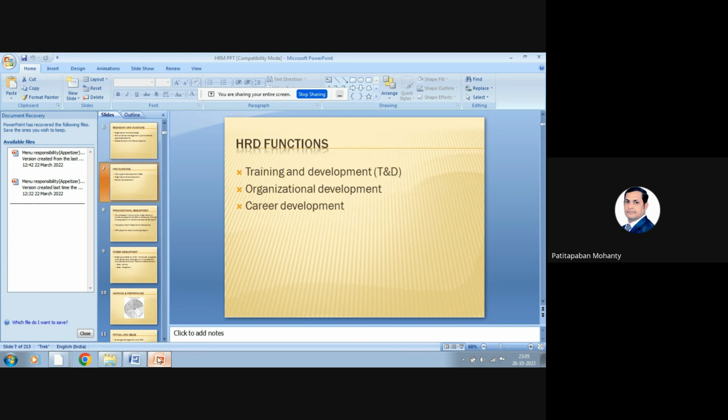HRD functions. What are the various HRD functions? Yes, it is also important. We have seen the HRM functions. What are the HRD functions? HRD functions are training and development. I have already briefed you on training and development, organization development, and career development. HRD function is twofold. I mean, it's a two-pronged approach. One approach is towards your organization, and another approach is towards your employee. So it is a two-way approach.